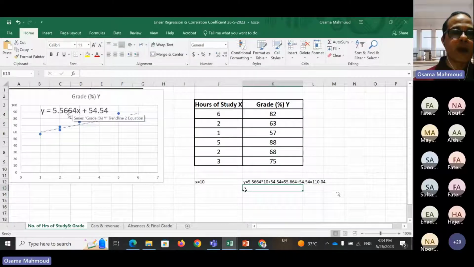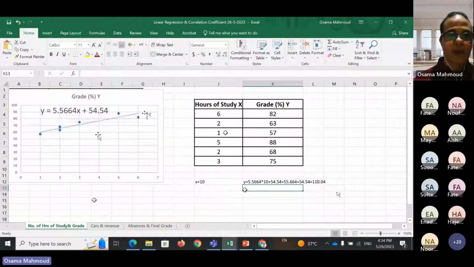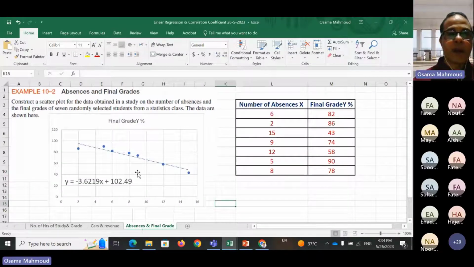Okay, so we know from left to right going up, your relation is positive. So for sure, the coefficient of x, which I call the slope, is positive. When you go here, from left to right, I'm going down. So my relation between the number of absences and the final grade is negative. So if I check the coefficient of x, yes, I find it negative as well. Okay.